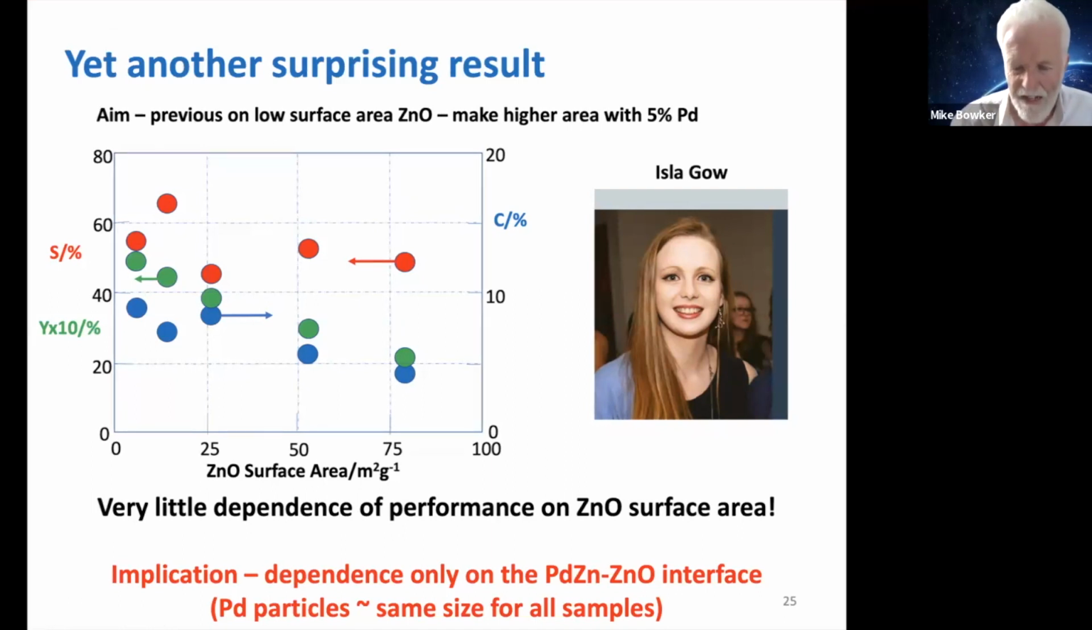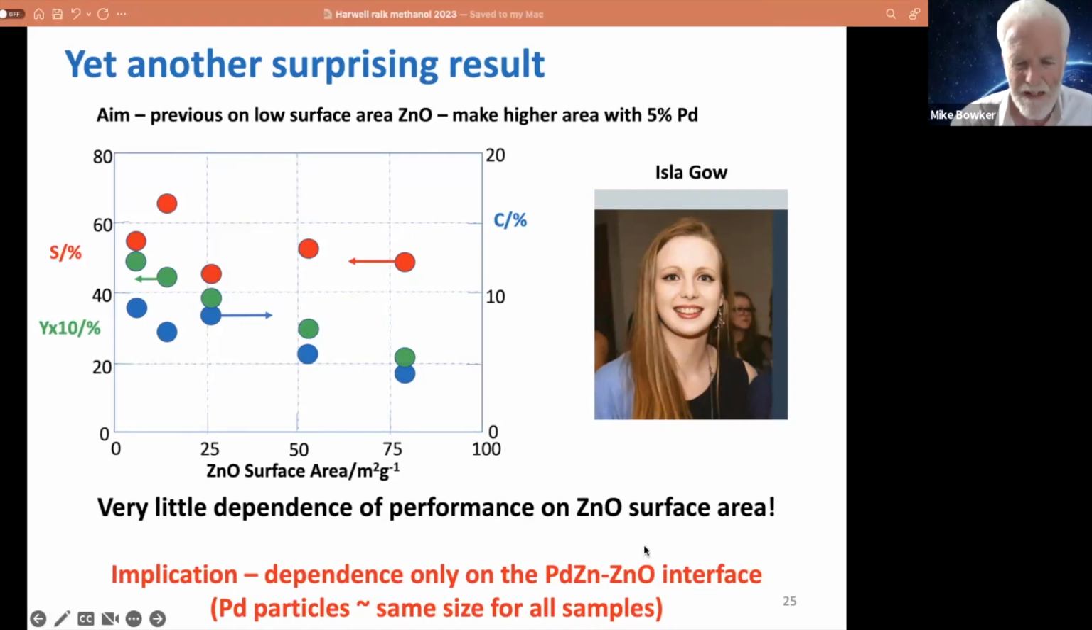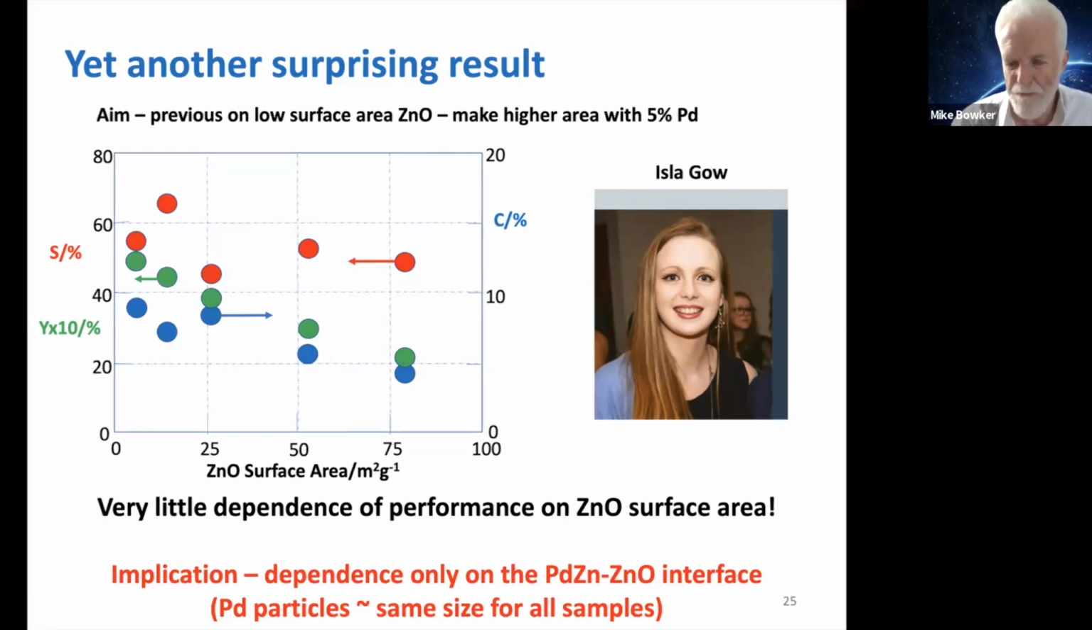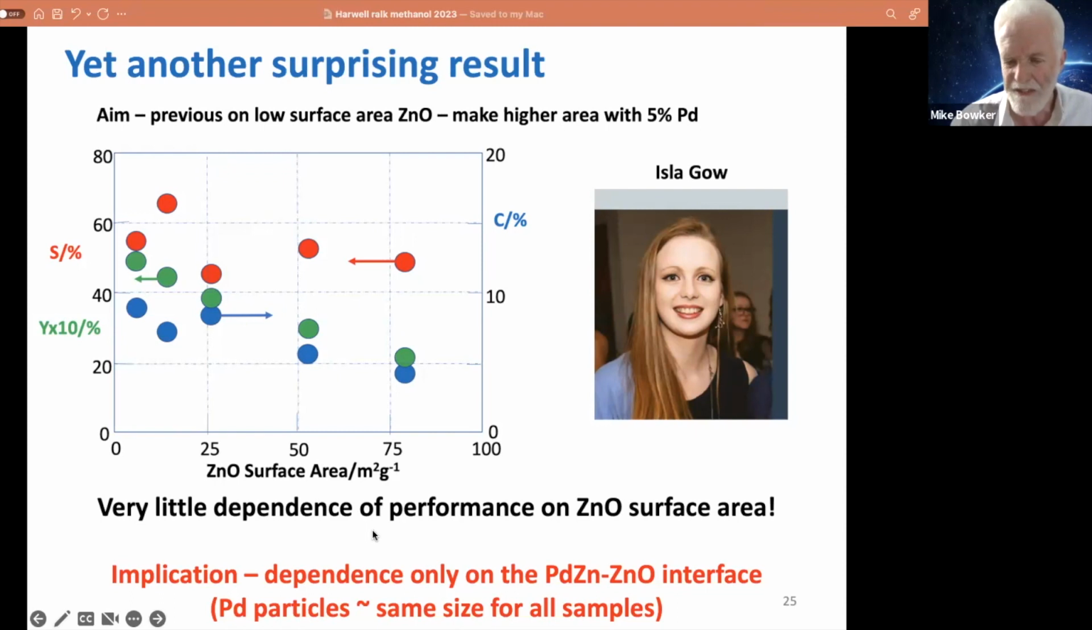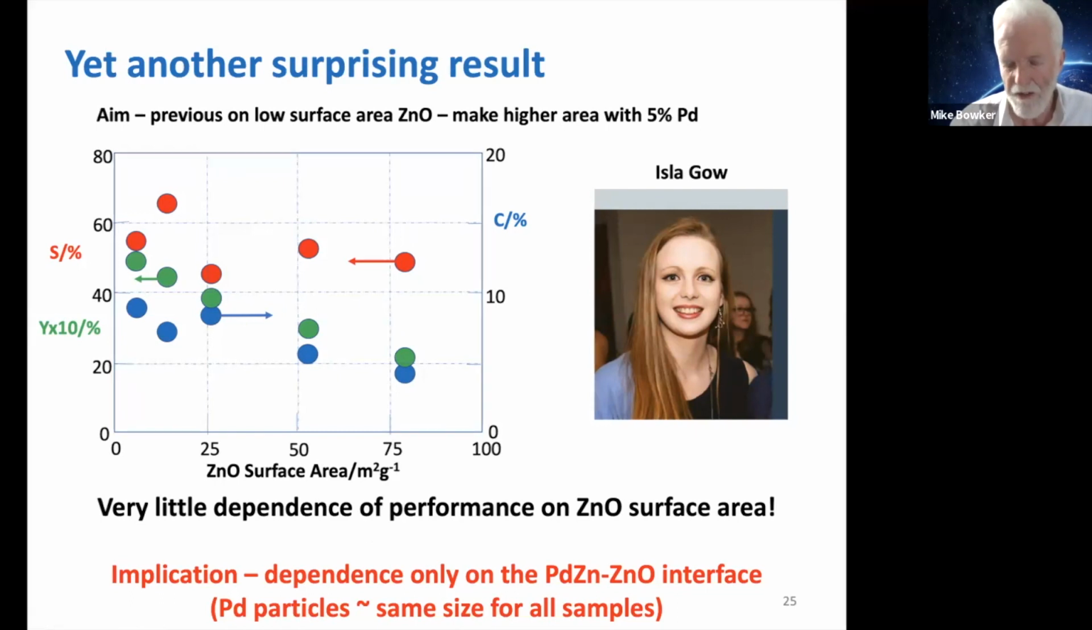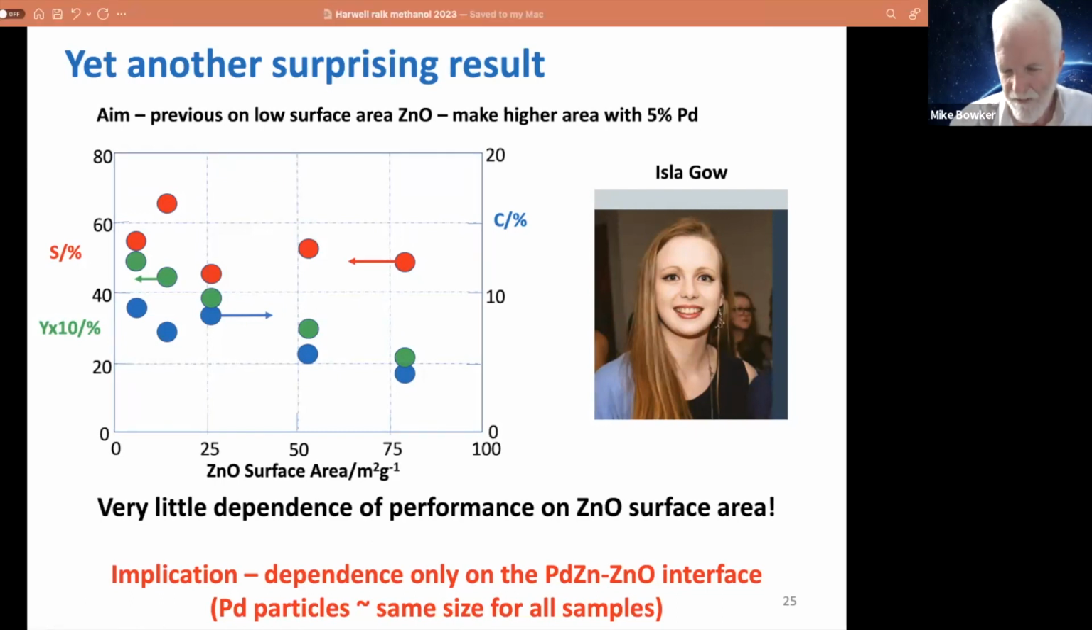And the implication of this kind of experiment to me and to us is that the rate depends largely on the palladium-zinc oxide interface. That is the perimeter area. Obviously, if the palladium particles are roughly the same size for the 5% weight loading, they will be roughly the same number. And even though the zinc oxide area is higher, the interface perimeter will be the same.